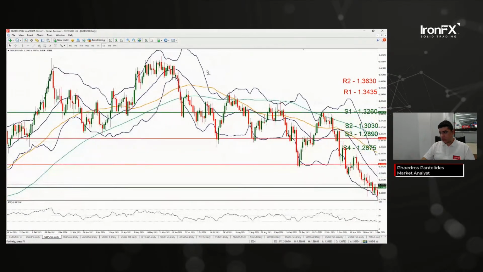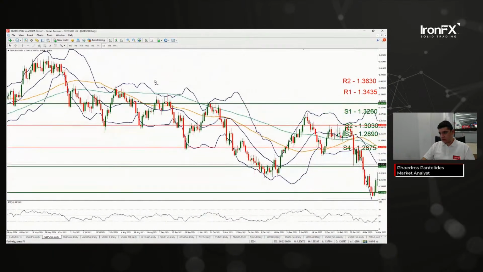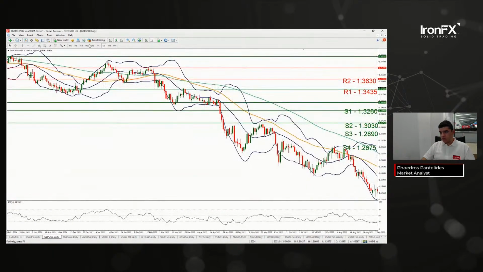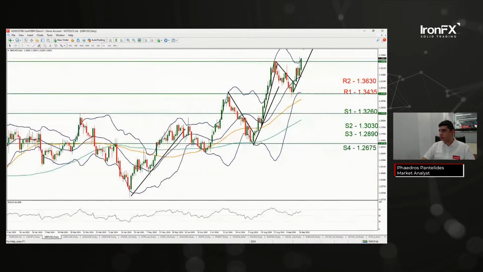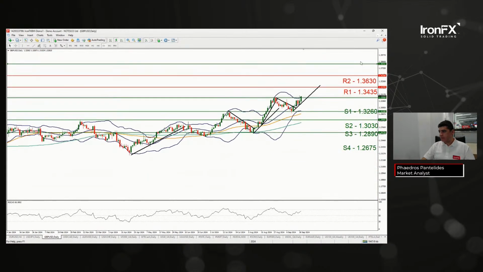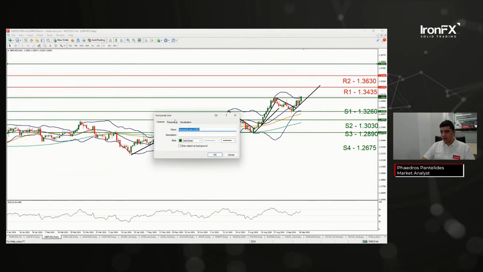Let's see. And then the distance between R2 and R3, 190 pips, almost good enough. So target for R3 is at 1.3825. So that is our R3 resistance line.